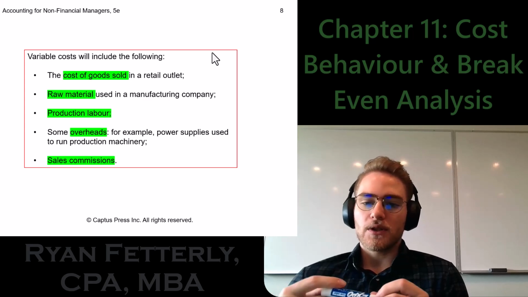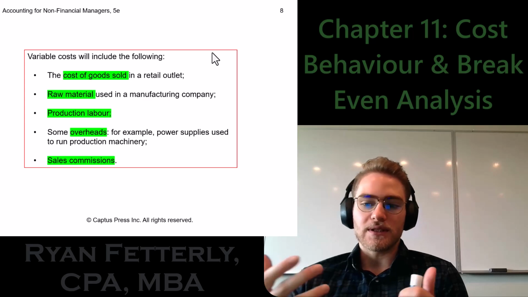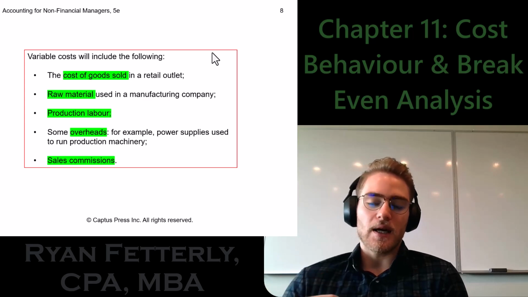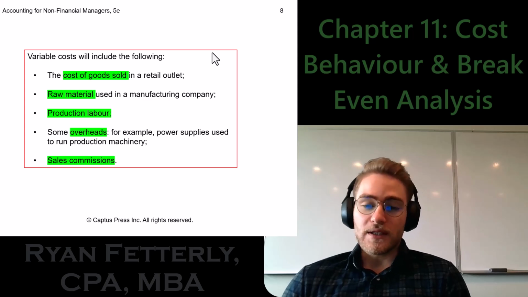So variable costs will include the following: cost of goods sold in a retail outlet, raw materials used in, say, a manufacturing company, production labor, right? Some overheads, maybe power supplies, as we talked about, per kilowatt hour, and sales commissions, right? Why are these all variable costs?